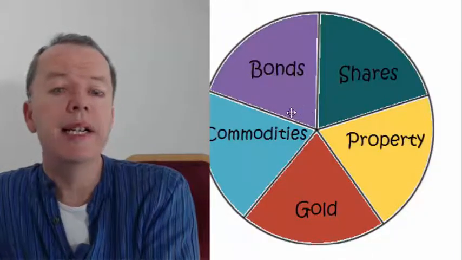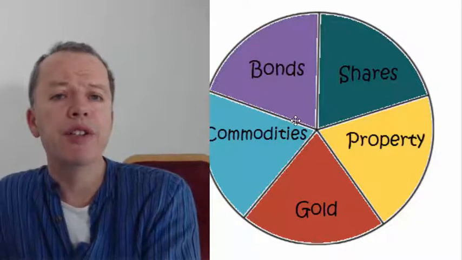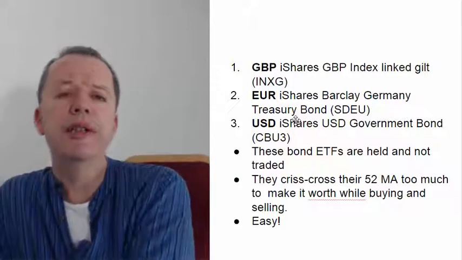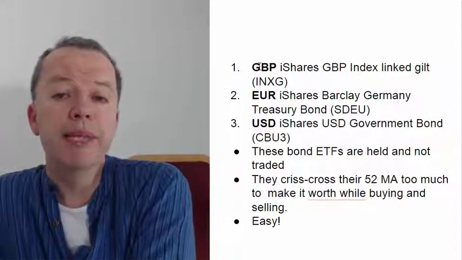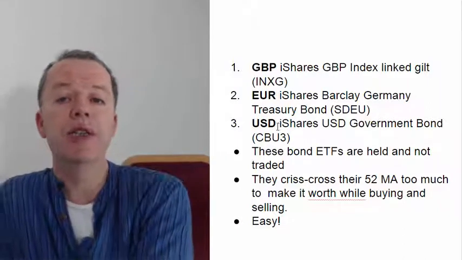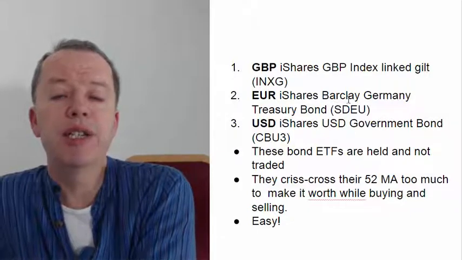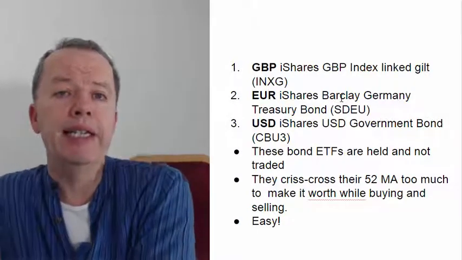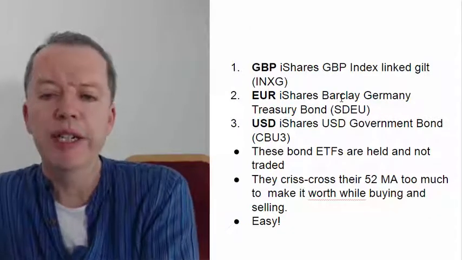Okay, bonds, and I don't trade bonds because they chop about their moving average quite a lot, so all I do is have 3 different bond ETFs, one denominated in British pounds, one denominated in euros, and one denominated in US dollars, and they're all iShares ETFs that have a mixture of different bonds in them, and so I just hold them and don't do anything with them because they're very difficult to trade.